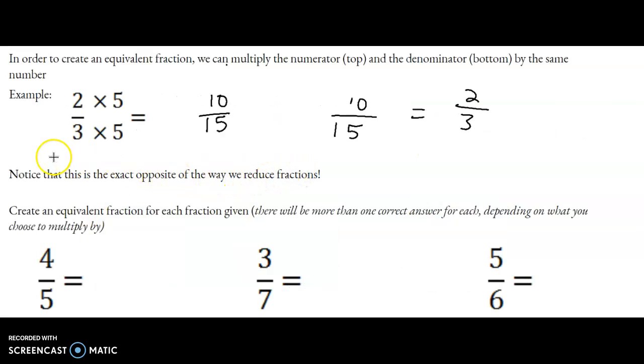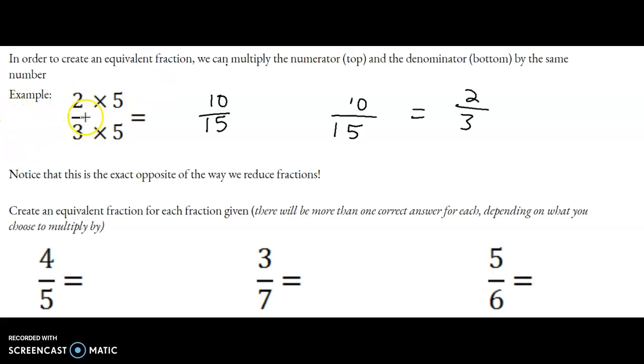Here we have some examples for our equivalent fractions. I did some of them beforehand, before coming to do the video. In order to create an equivalent fraction, we can multiply the numerator, in this case 2, the top number, and the denominator, the bottom number, by the same number.